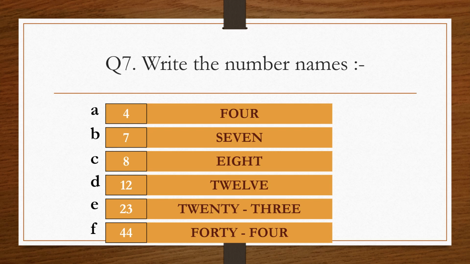Number name of 23 is TWENTY 20, THREE 3. 23. F, 44. Number name of 44 is FORTY 40, FOUR 4. 44.